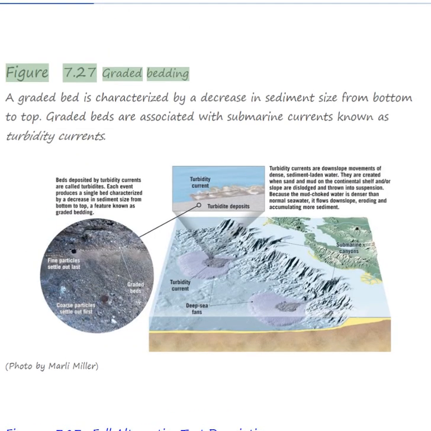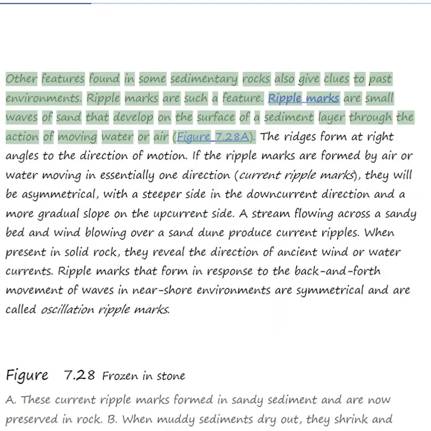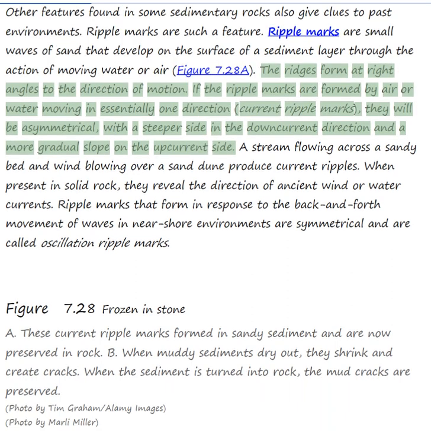Figure 7.27 Graded bedding. Other features found in some sedimentary rocks also give clues to past environments. Ripple marks are such a feature. Ripple marks are small waves of sand that develop on the surface of a sediment layer through the action of moving water or air. The ridges form at right angles to the direction of motion. If the ripple marks are formed by air or water moving in essentially one direction, they will be asymmetrical, with a steeper side in the down-current direction and a more gradual slope on the upcurrent side.